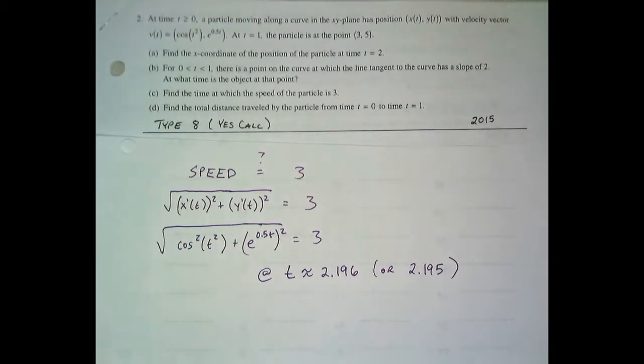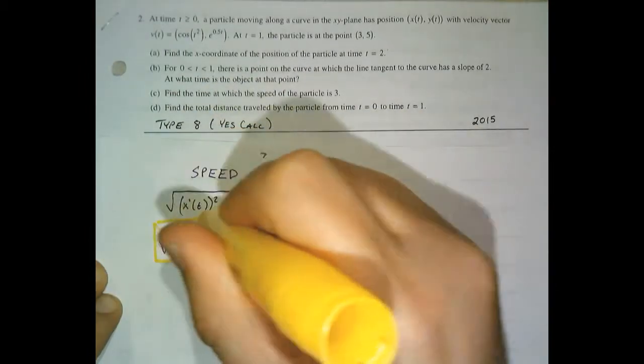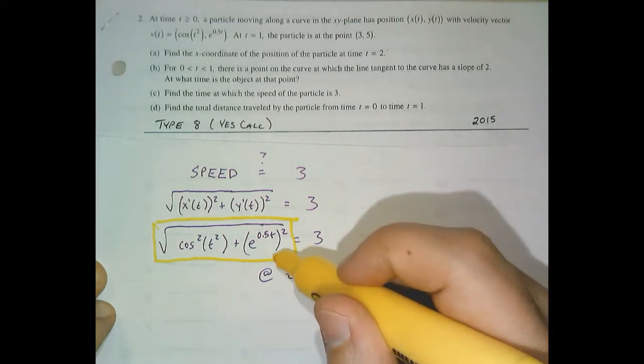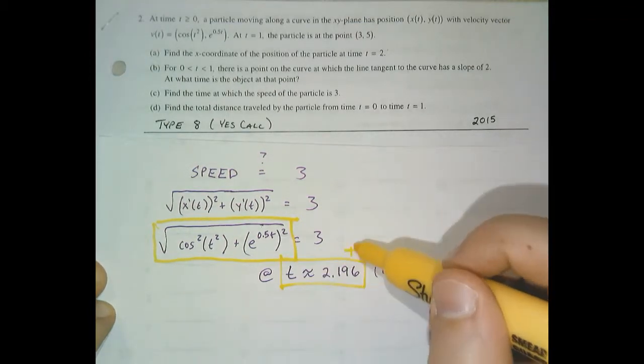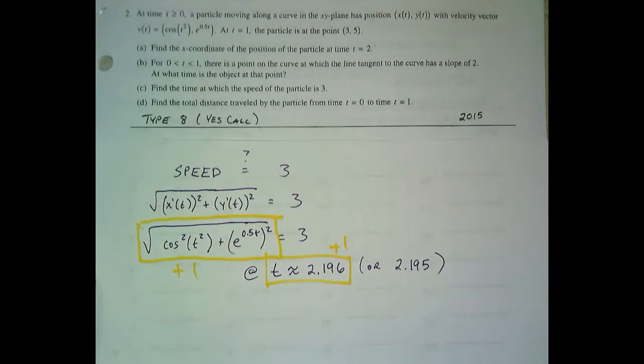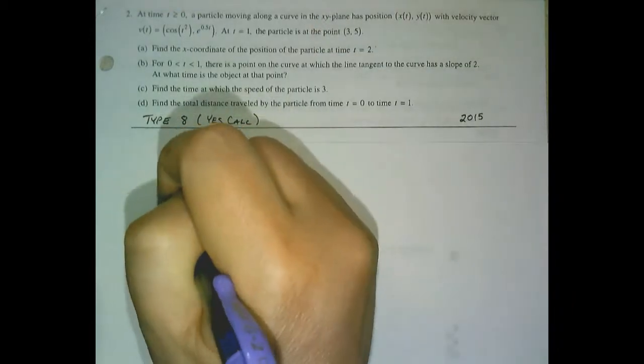This is worth 2 points. One of them is if you write the formula for speed in terms of t, and then your second point comes from having the correct answer. Part D, find the total distance traveled. Total distance traveled.